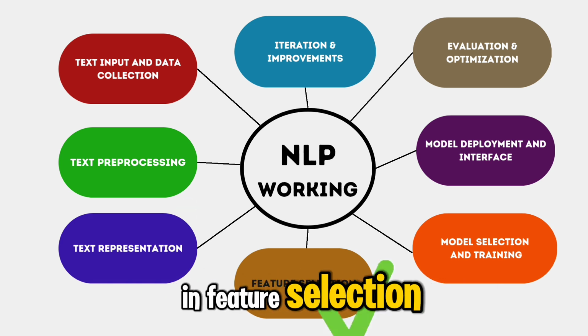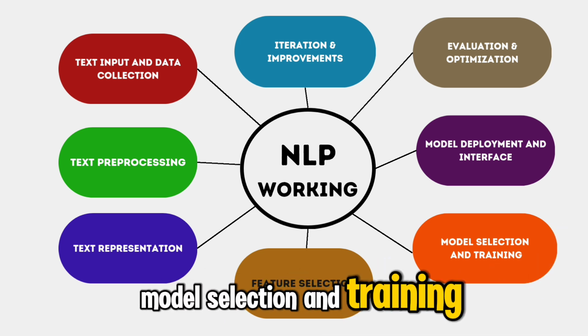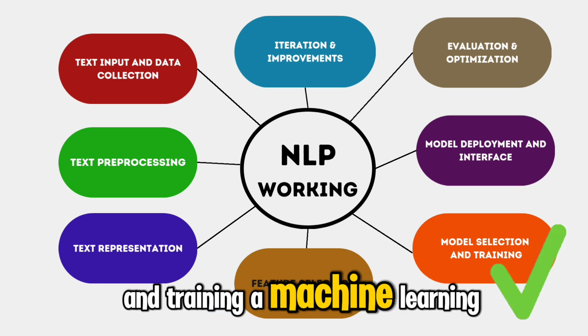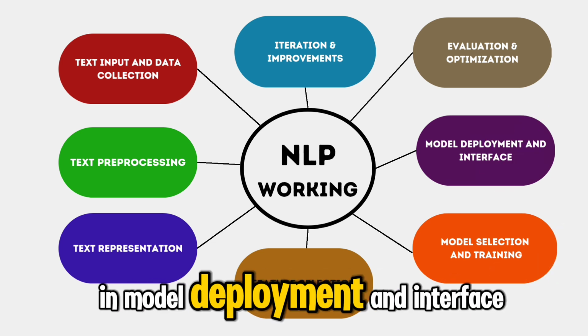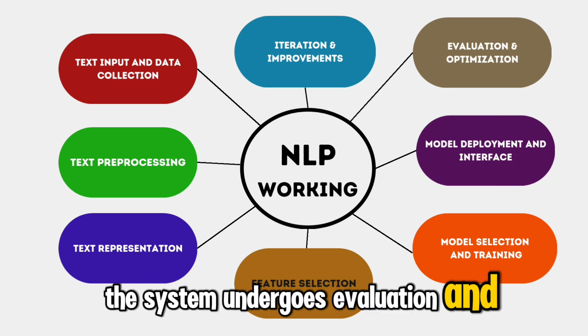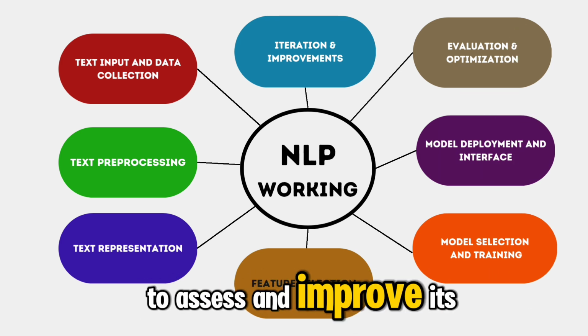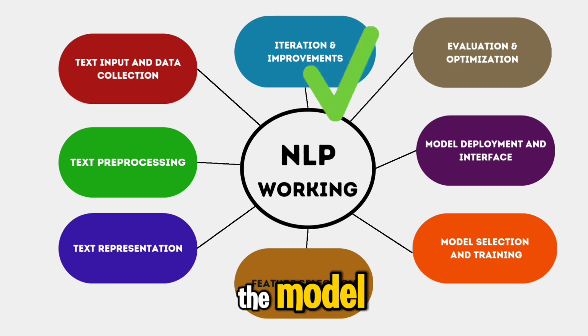In feature selection, the most relevant aspects of the text are identified. Model selection and training involves choosing and training a machine learning model to understand the text. The trained model is then deployed in model deployment and interface for user interaction. The system undergoes evaluation and optimization to assess and improve its performance. Iteration and improvements continuously refine the model.